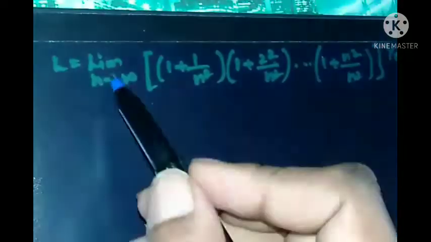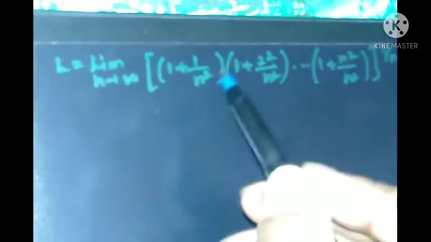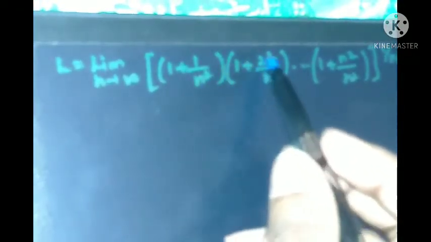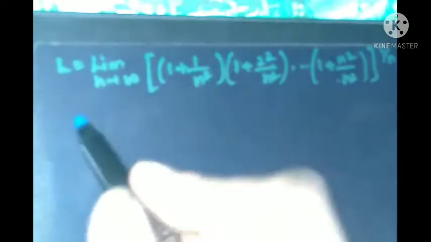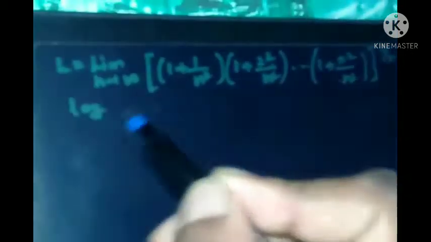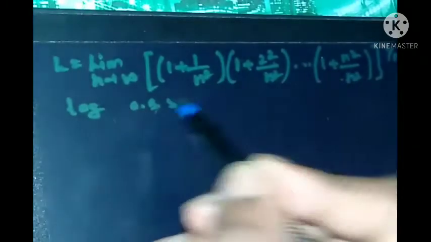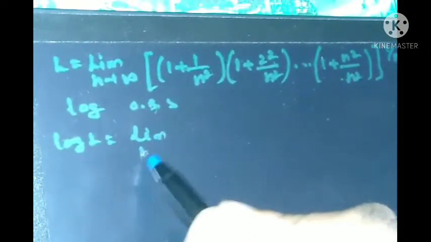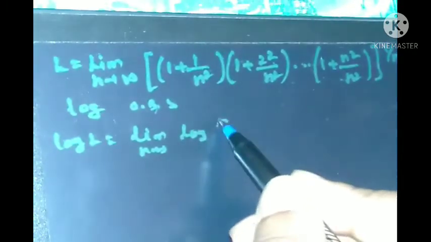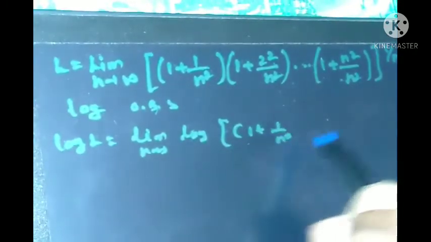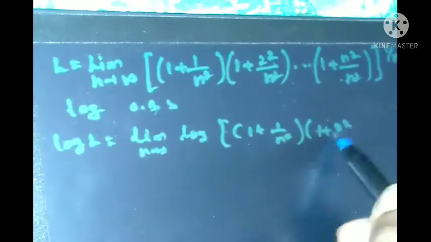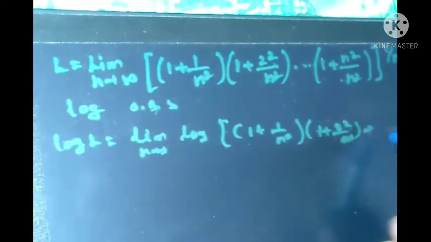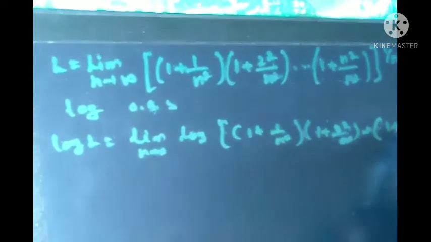They have given L is equal to limit n tends to infinity of (1 plus 1 by n square)(1 plus 2 square by n square) and so on up to (1 plus n square by n square), whole to the power 1 by n. Now take log on both sides, we get log L is equal to limit n tends to infinity log of (1 plus 1 by n square)(1 plus 2 square by n square) and so on (1 plus n square by n square).